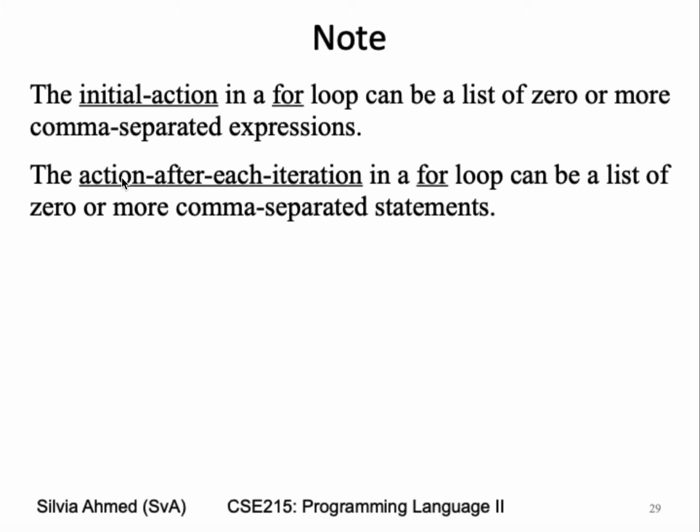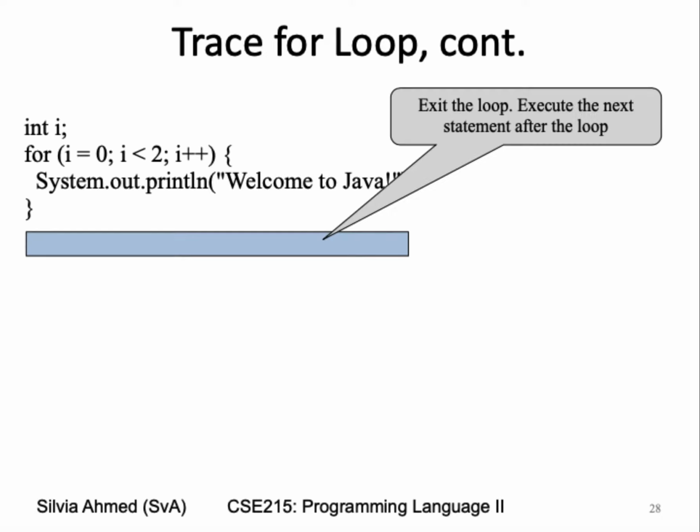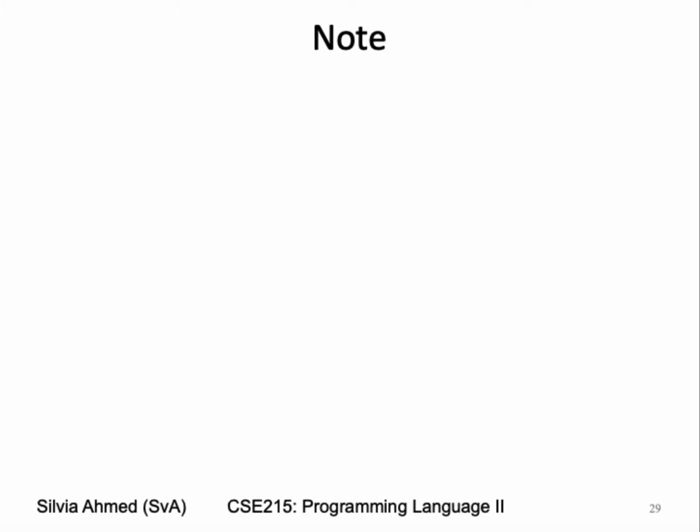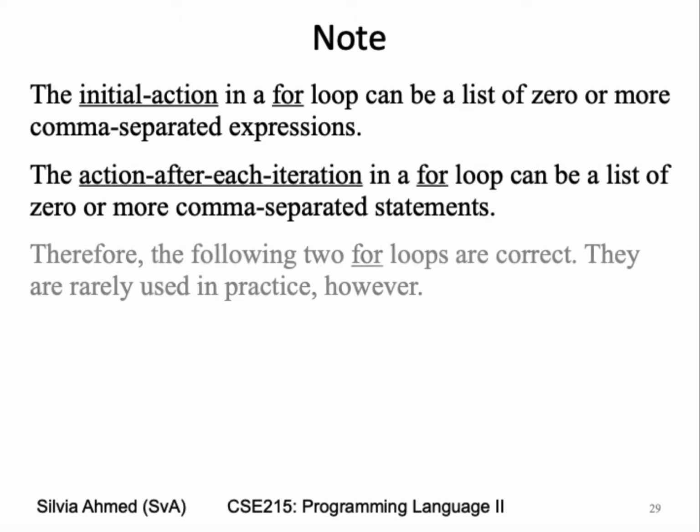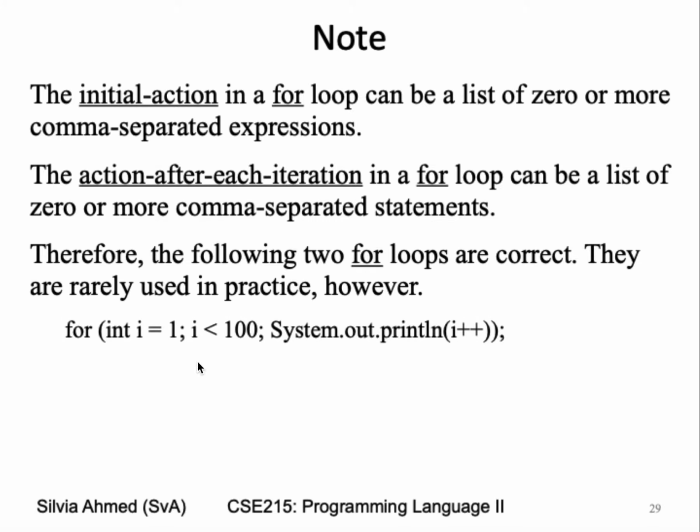Similarly, the update or the action after each iteration can be a list of 0 or more comma separated statements. That means here, since it is 1, so no problem. If we didn't have any update, we would keep it as empty. If we had more than one update, we will have multiple expressions separated with commas. So we can write like this.